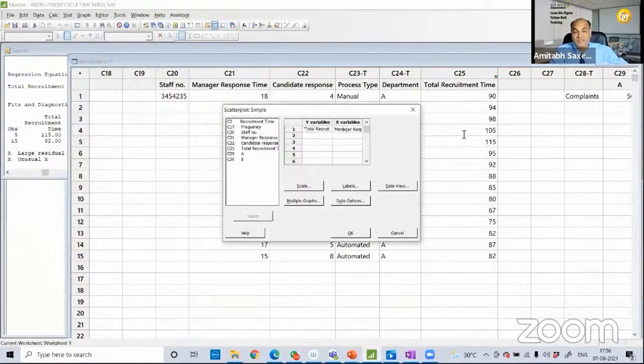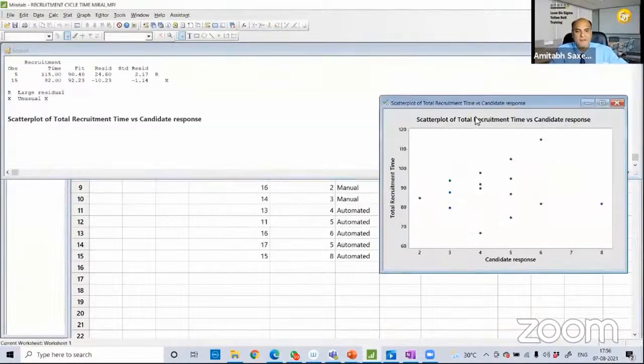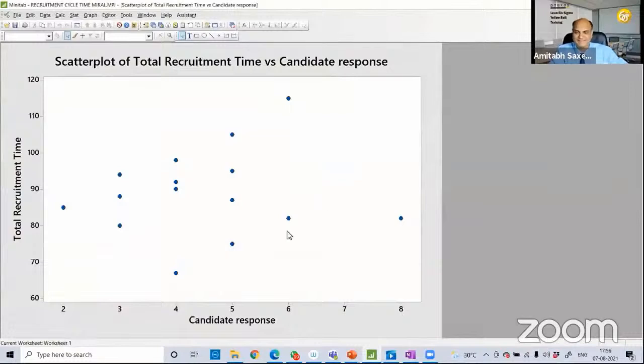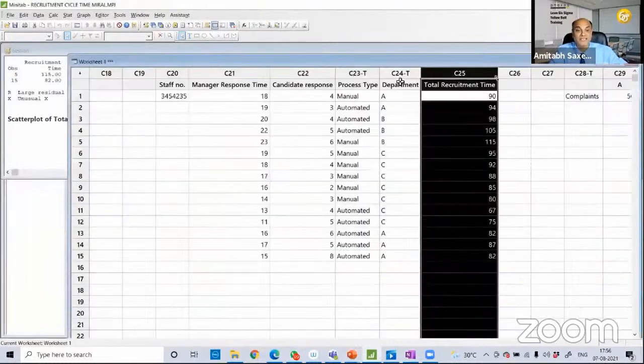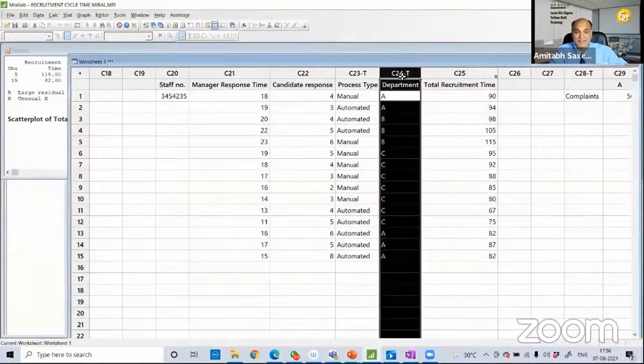Let the data prove it. Deming used to say, in God we trust, all others bring data. Candidate response time, let us see. Well, there is no relation. Don't worry about candidate response time. Don't work on it. Don't try to improve that. You'll waste your time.